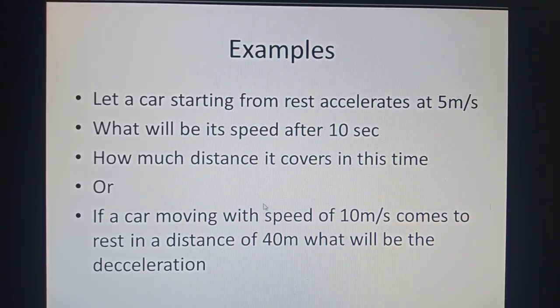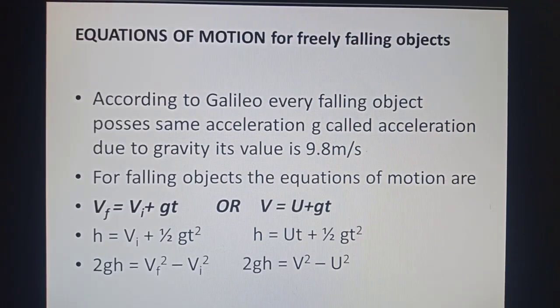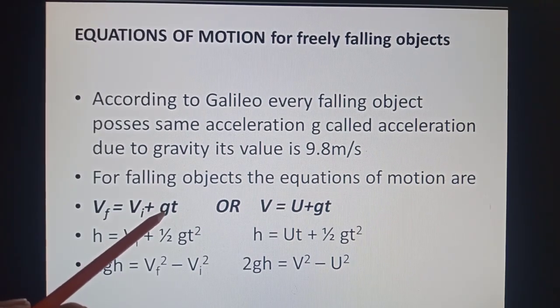So when we apply these equations of motion for a falling body, we will replace the linear acceleration with small g. So the equations of motion for freely falling objects will get this new form. First equation of motion, Vf equals Vi plus gt. Instead of a, we use g. Now, this value will not be given in the statement of the question because we know that it is constant. Its value is always, as I told you, 9.8 or 10 meter per second square.